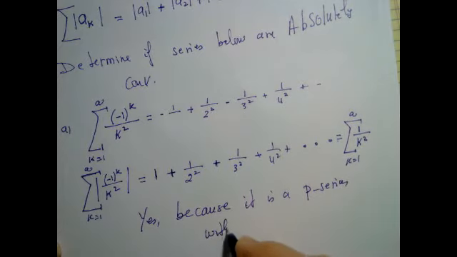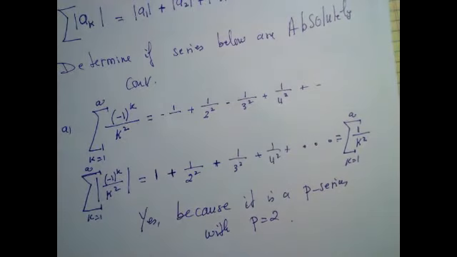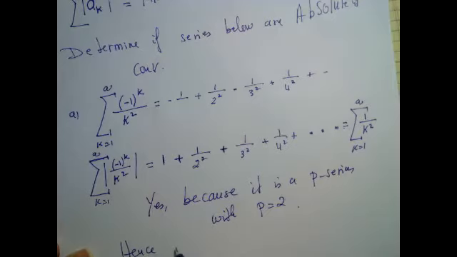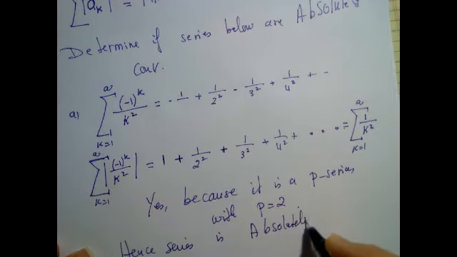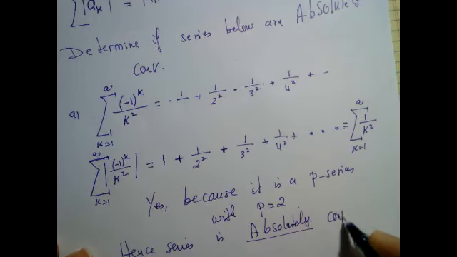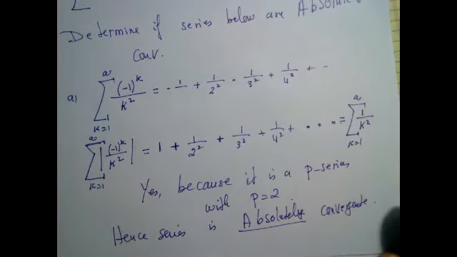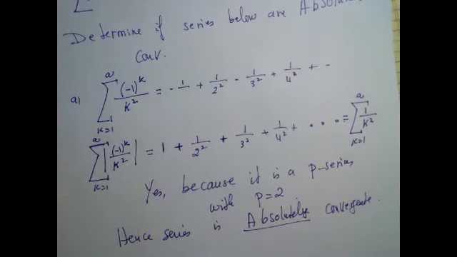with P equal to 2. Okay, it's a P series with P equal to 2. Hence, the series converges. Hence, the series is absolutely convergent. Okay, so it's absolutely convergent because when we put the absolute value, we have a convergent series. Okay, now another example.